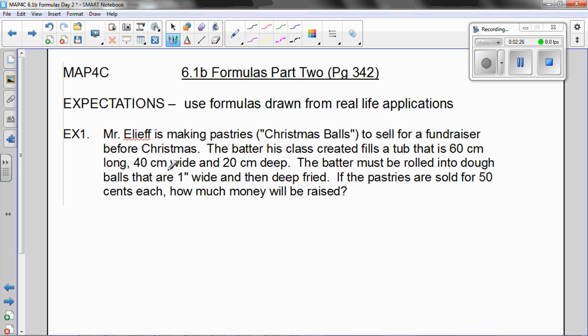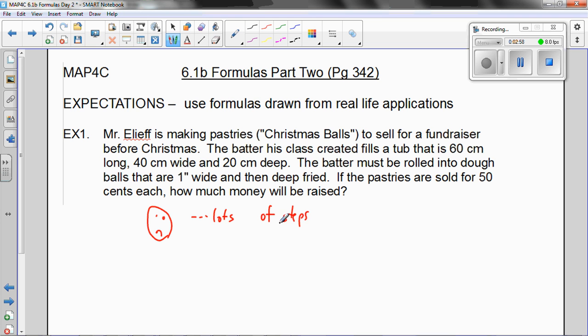So the example is Mr. Elief is making pastries to sell for a fundraiser before Christmas. The batter fills a tub with the given measurements. The batter must be rolled into dough balls that are 1 inch wide and then deep fried. If pastries are sold for 50 cents each, how much money will be raised? This is a lot of information. We can sort of start planning. But this is pretty hard, right? There's lots of steps.